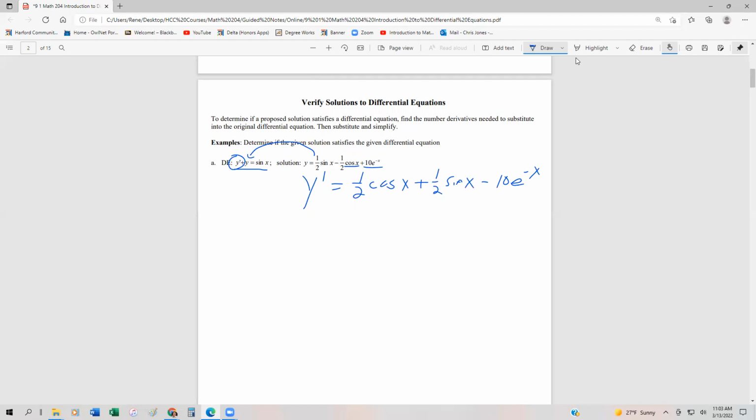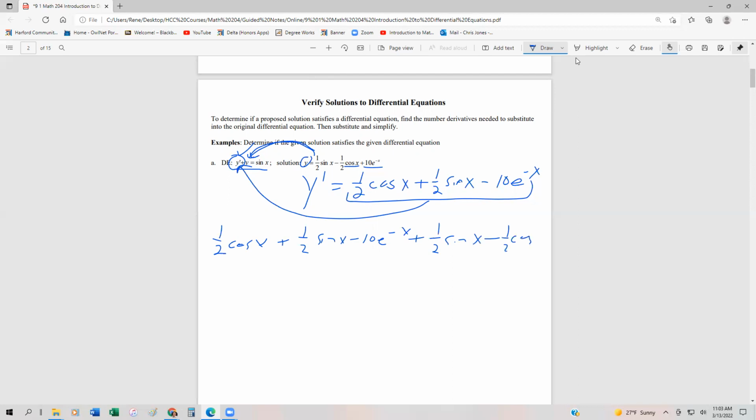So we're going to substitute this back in for y prime, and substitute the solution back into y, and see if it equals sine of x when we simplify. Substituting, that gives us 1/2 cos x plus 1/2 sine x minus 10 e to the minus x for y prime. And then for y, we're going to say plus 1/2 sine x minus 1/2 cos x plus 10 e to the minus x, and that's supposed to be equal to sine of x.